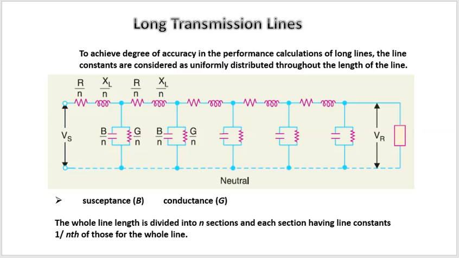In the long transmission line, the line constants, which include resistance R, inductance L and capacitance C, are uniformly distributed over the entire length of the line.